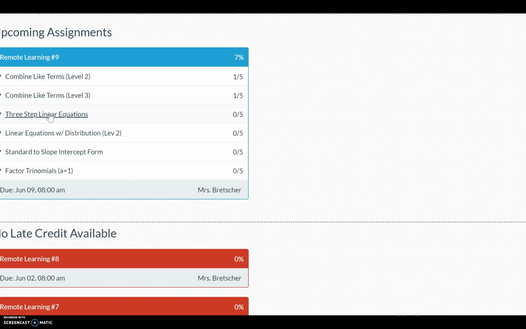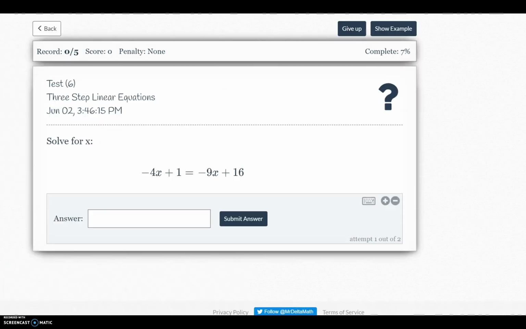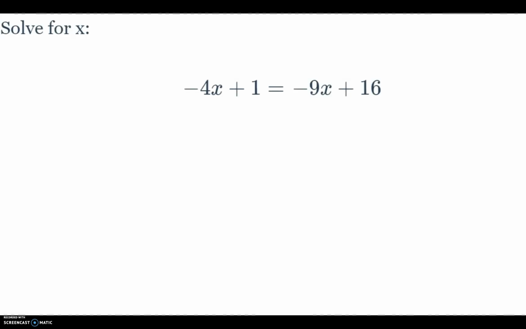Now we're going to move on to the third topic, 3-step linear equations. So we have solve for x, negative 4x plus 1 equals negative 9x plus 16. Solving for x actually shows up a lot in geometry, whether you are solving for unknown angles or if you are finishing up with cross multiplication in your similar triangle unit.